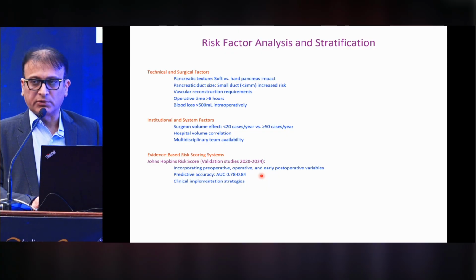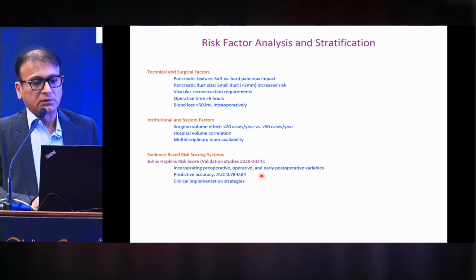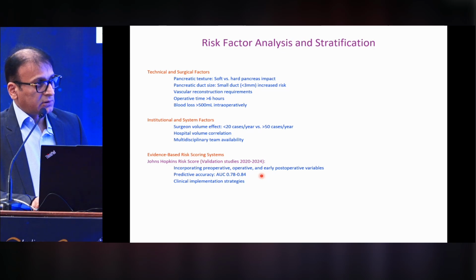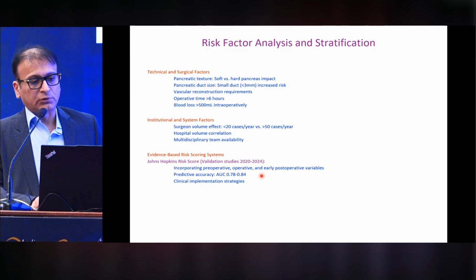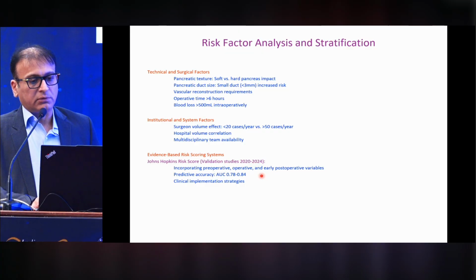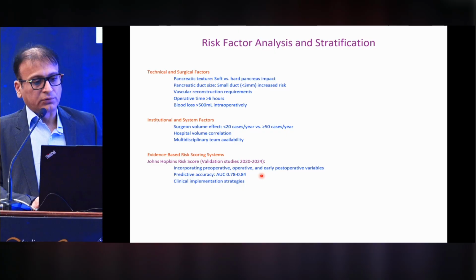Surgeon volume, of course, makes a difference. More than 50 cases per year reduces the incidence of PPH in a surgeon's hands, but at the same time, if you have multiple surgeons in the same hospital, the hospital volume also makes a difference. So if the cumulative hospital volume is also less than 50 cases a year, probably the incidence of PPH is higher. And of course, there are validation scores which are being developed, and one of these validation scores has been developed by Johns Hopkins.